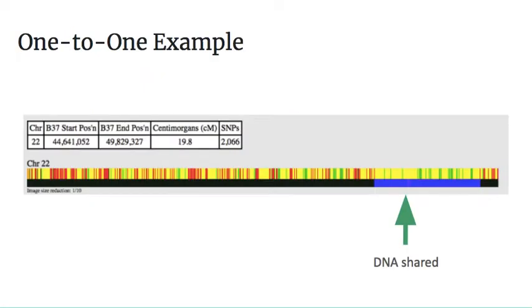Here's an example of a one-to-one. This is my personal DNA. This is a match that is a known match, so I know how I'm related to that person. So it's a known cousin. And you can see I match that known cousin on chromosome 22, roughly from the 44 point to 49.8. And you can see that matches for 19.8 centimorgans. Basically, all you need to know is where that blue line is underlined. That's the DNA I share with that person.